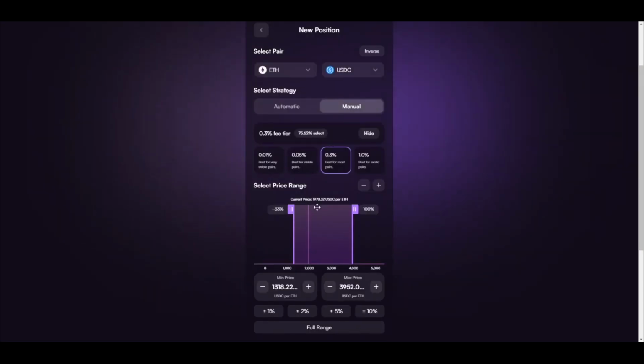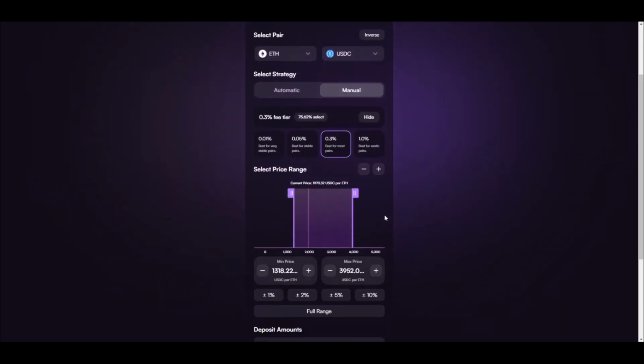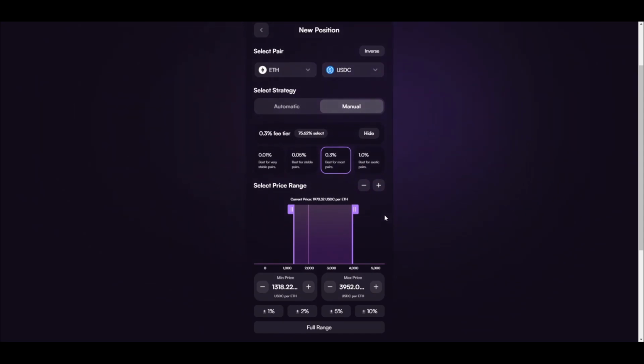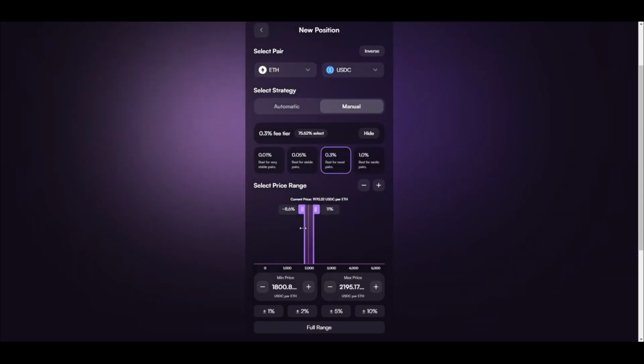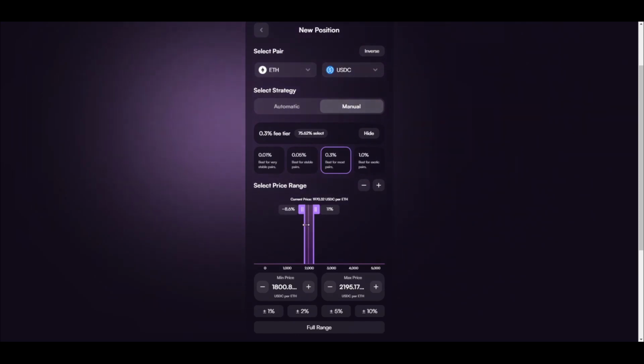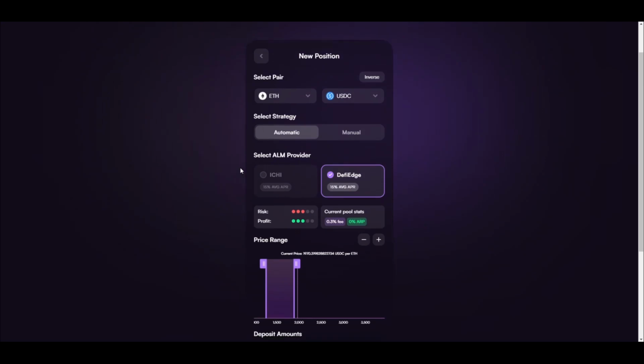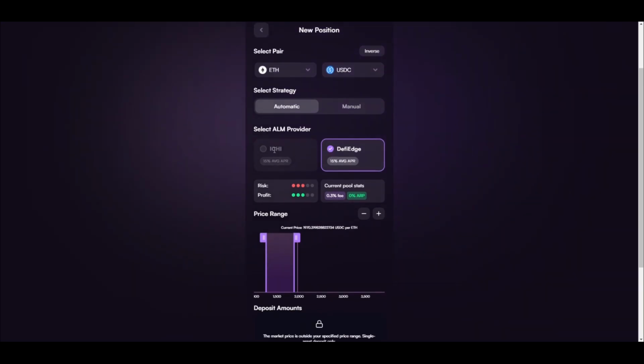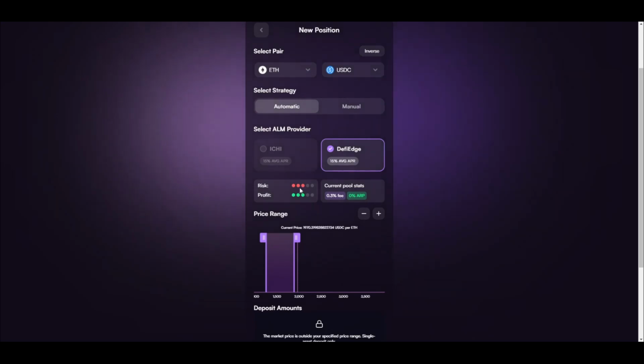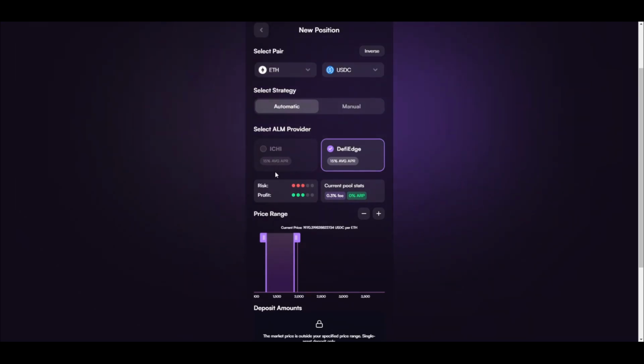But this new capability from Uniswap has also added another issue for liquidity providers. The point is that when the price goes out of the range you have set, your liquidity will stop working, and that means it will stop generating yield. This is where automatic liquidity managers come to the rescue. Already at launch, Horiza will give you a choice between 2, iChi, and DeFi Edge. Over time, new managers will be added to the protocol.